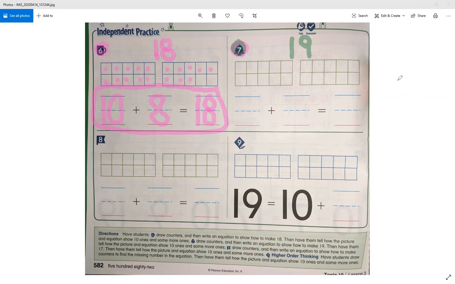So number 7, you're doing it all by yourself. So go ahead and pause the video, draw your 10 frames, plug in some dots, and write your equation. And if you need help, look back at number 16. We did it with the number 18. Now all you have to do is do it with the number 19.